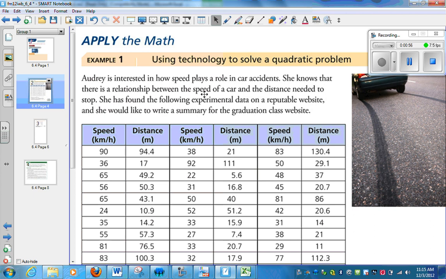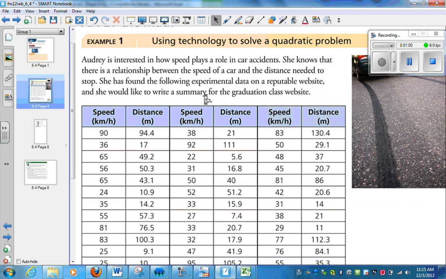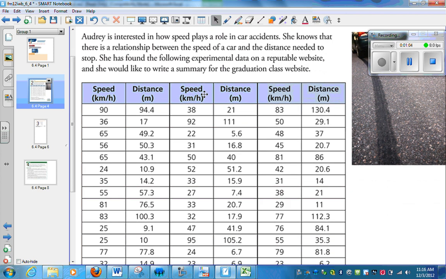So here we have Audrey. She's interested in how speed plays a role in car accidents. She knows that there's a relationship between the speed of the car and the distance it needs to stop. She has found the following experimental data on a reputable website, and she would like to write the summary for a graduation class website.